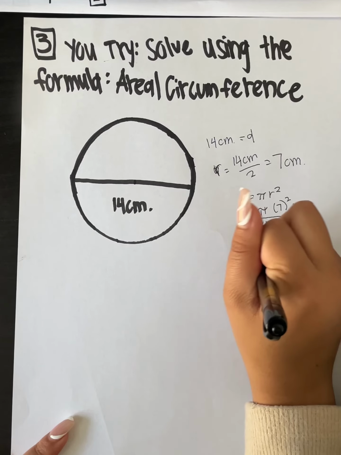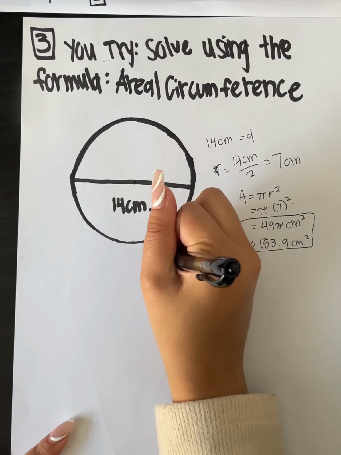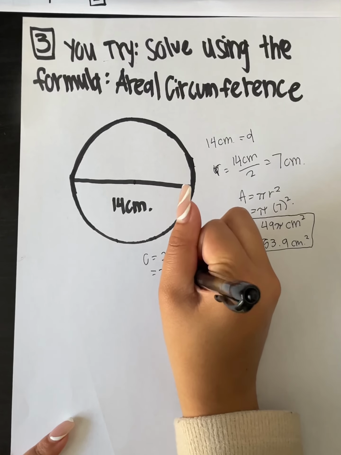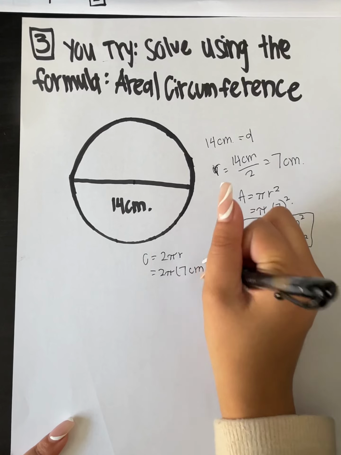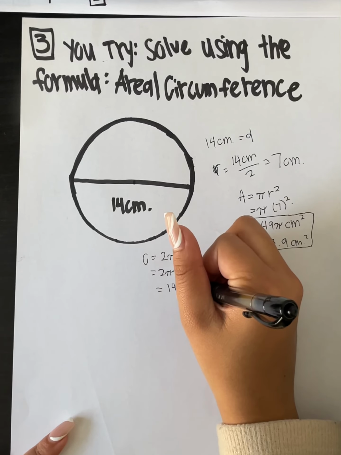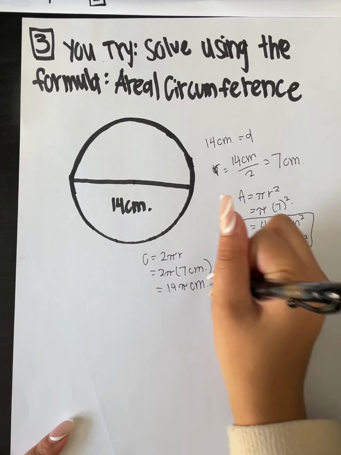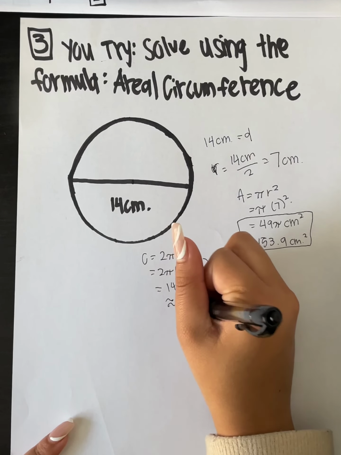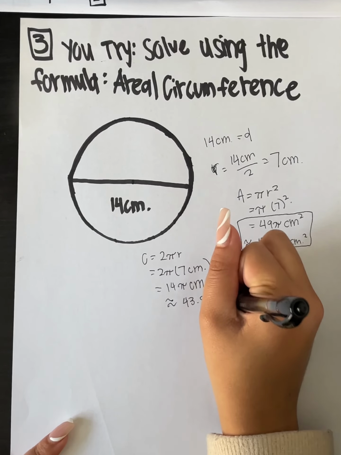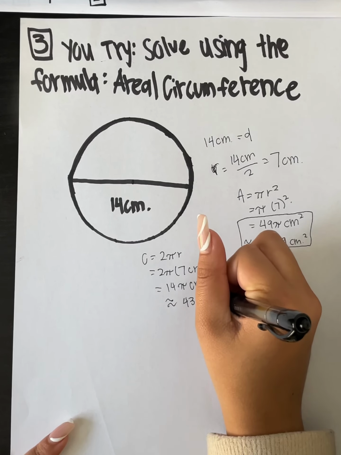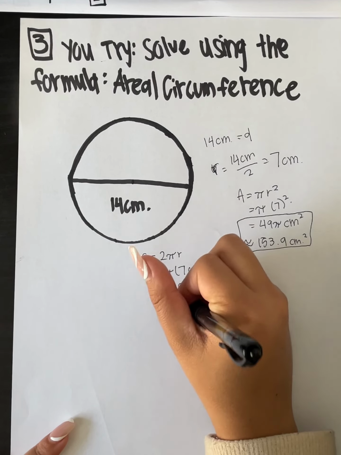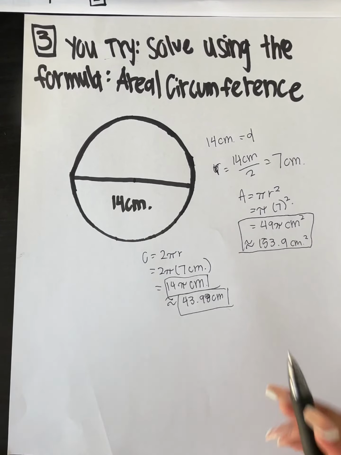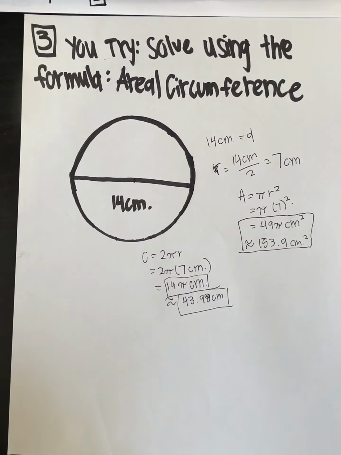So these two. And then now doing our circumference equals 2 pi r. We're going to plug in 7 centimeters again. So we get 14 pi centimeters. And if we plug it into our calculator, then it would give us 43.98 centimeters. So there's our area and our circumference.